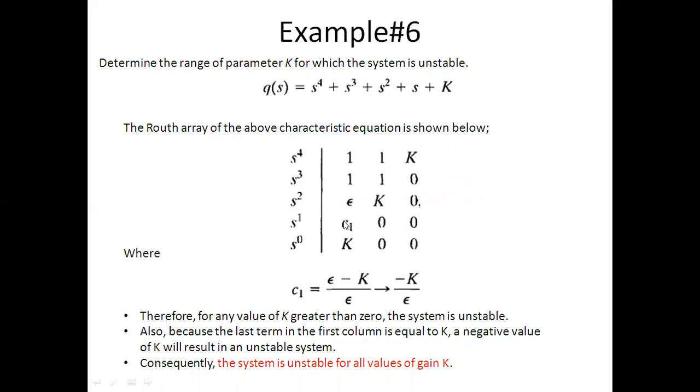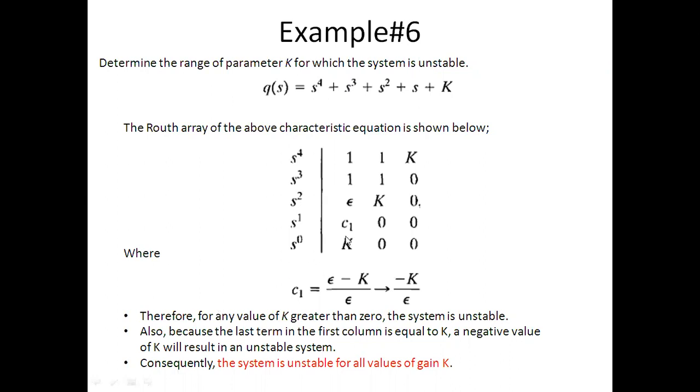So c1 will become epsilon minus k by epsilon, that is minus k by epsilon, and s to the power 0 will become k. Therefore, for any value of k greater than 0, the system is unstable. From there it is clear that it is positive, positive, and this is positive. So in order to make the system positive, all the signs of the first column of the Routh array must be equal.